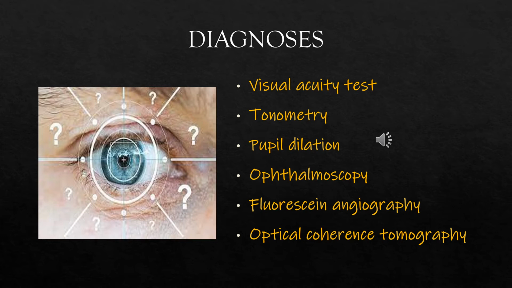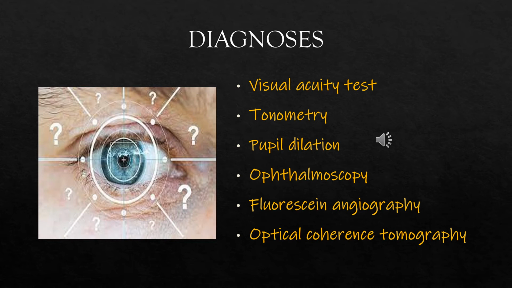Tonometry, this is going to be a test that checks the pressure within the eye. Pupil dilation, this is where they take the drops and they dilate your pupil, which means to widen it, and this is for a close-up look of the provider to look at your lens and your retina. And then there's ophthalmoscopy. That is going to be an up-close exam of the retina with a specialized magnifying glass.